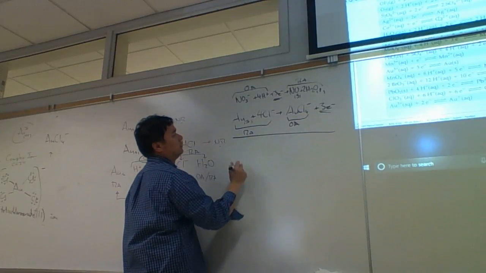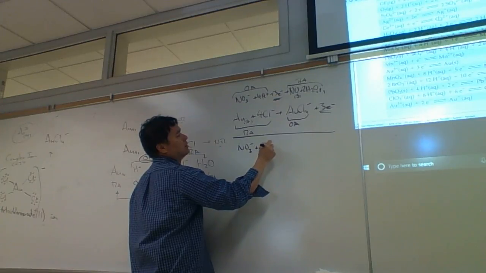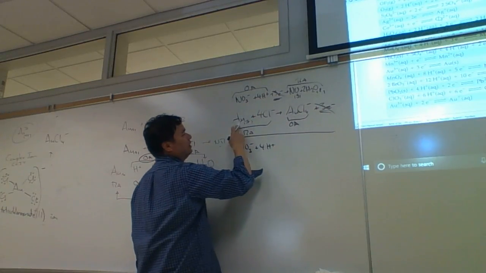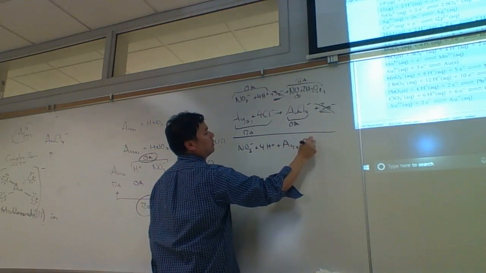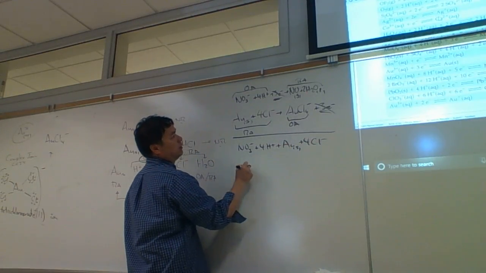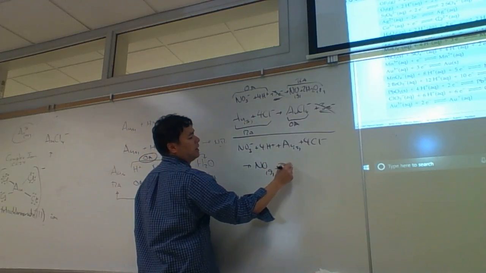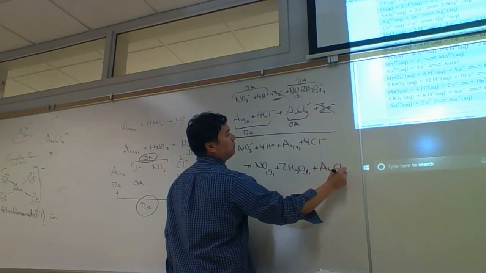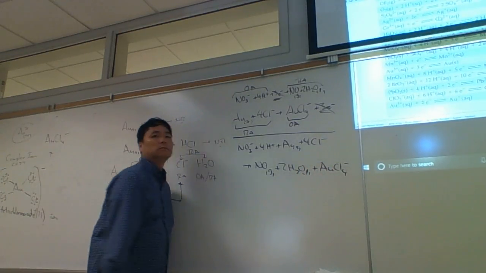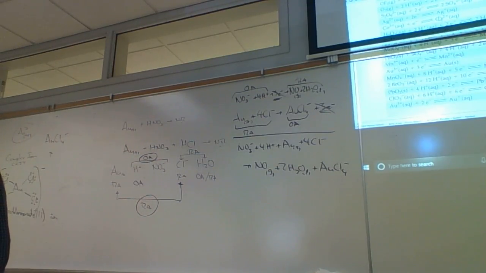So it looks good. We're going to get nitrate plus 4H+. The 3 electrons cancel. Then we get gold solid plus 4 chlorides. Those are all the reactants, and all the products are NO gas plus 2H2O liquid plus AuCl4 minus. Can we cancel anything out further? No, we can't simplify it any further.